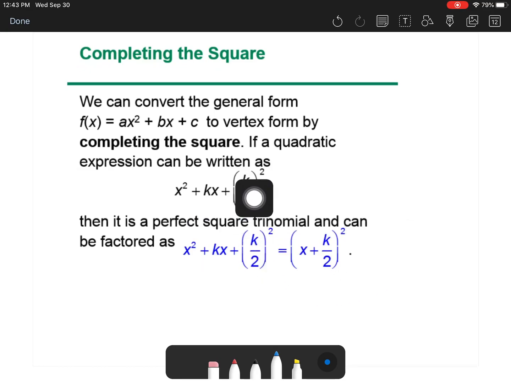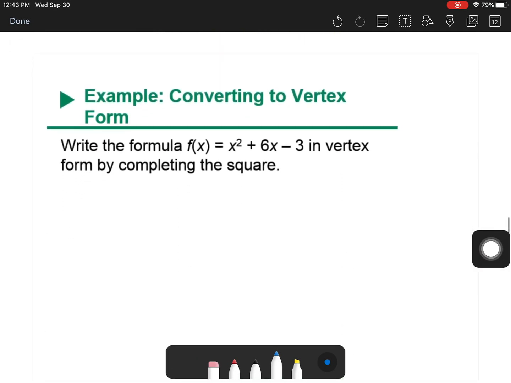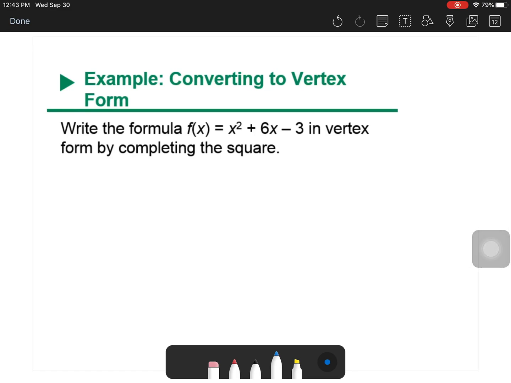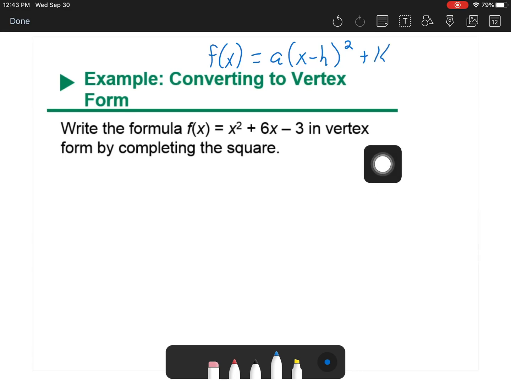But when we add that on one side, we have to add it to the other side. Or if we're just keeping everything on one side of the equation, if we add it on the right side, then on the same side of the equation we subtract it to keep it balanced. So, for example here, it says write this in vertex form by completing the square. So remember, vertex form was just that: f of x equals a times x minus h squared plus k. So we want to create a perfect square trinomial so we can have a binomial squared right here.